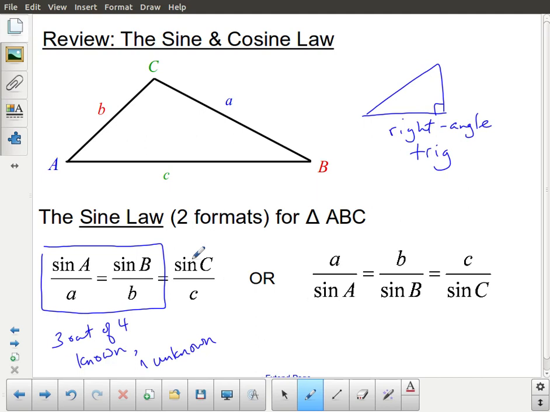So it turns out that this set of equivalent expressions or ratios, you can just flip those over for another version of the sine law. So if you're solving for the sides, you might want to use this version. If you're solving for the angles, you might want to use this version. Either will work. It's just a matter of convenience. It's usually more convenient to have the thing that you're solving for in the numerator rather than the denominator. It's one less mistake to make.